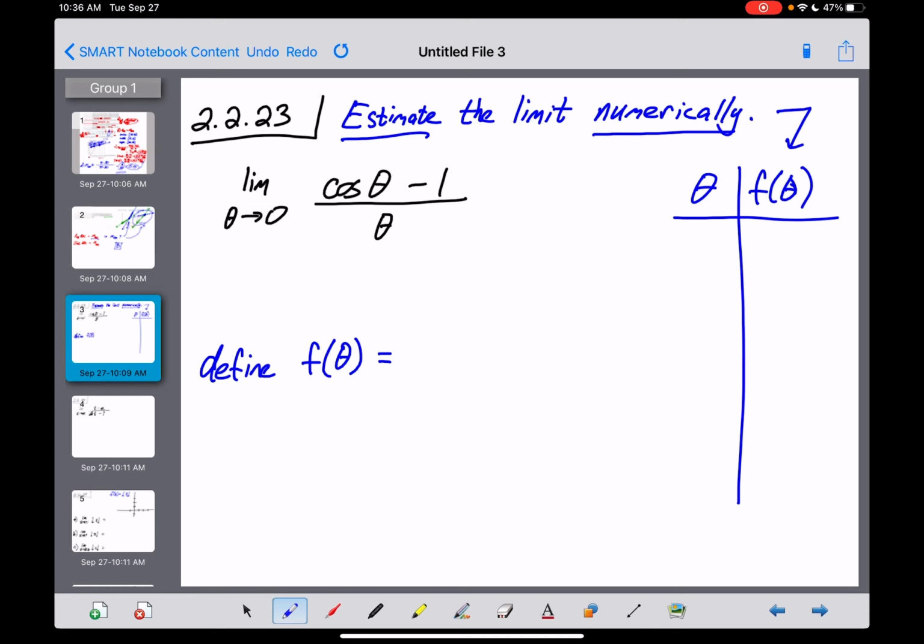So I went ahead and did equals, and then control divide to get a stacked fraction, and then I typed in the function just the way it looked above. Cosine of theta, close the parenthesis that popped up, minus 1, all over theta.